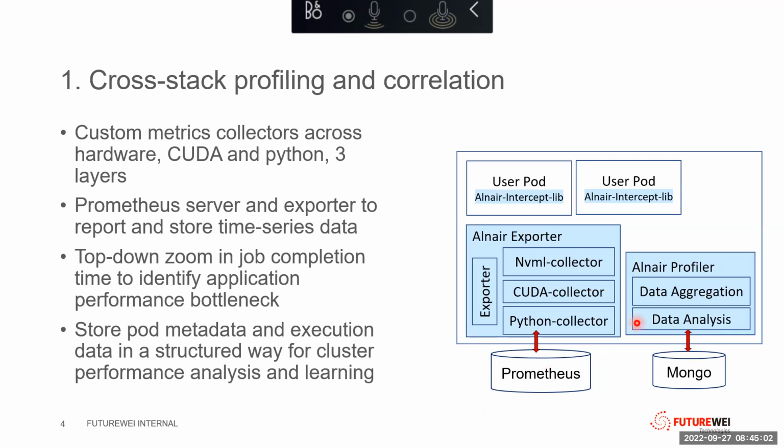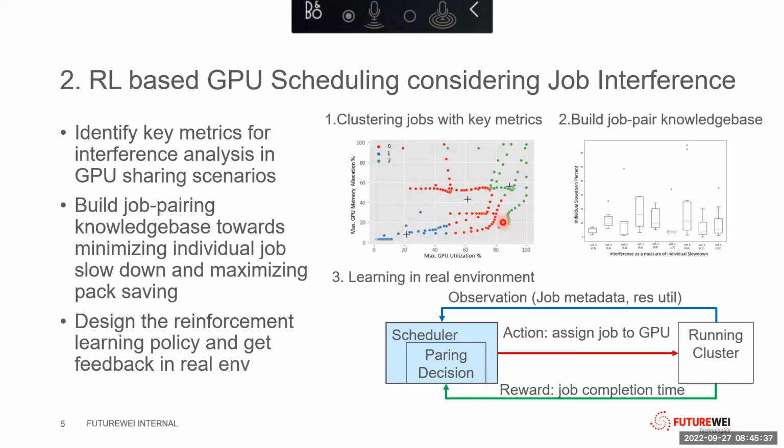This is how we do the profiling. We have our own exporter, and the time series data are collected at different levels, GPU, CUDA, and the Python level, exported to the time series database. And our profiler will do some data aggregation and data analysis. And this part, if Click to Cloud wants to leverage, I think there are some AI capabilities here. And to achieve this, we need to insert a little intercept library in the user part, then we can extract all the data.